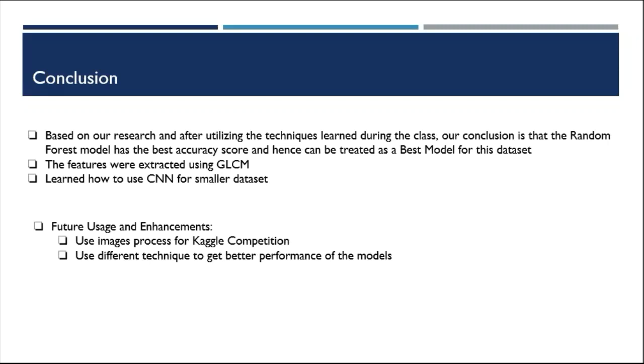Finally, the steel defect detection was done using machine and deep learning. The features of grayscale images were extracted using GLCM. The best model was random forest, and it has the highest accuracy. And we learned how to use CNN with data augmentation for a small dataset.